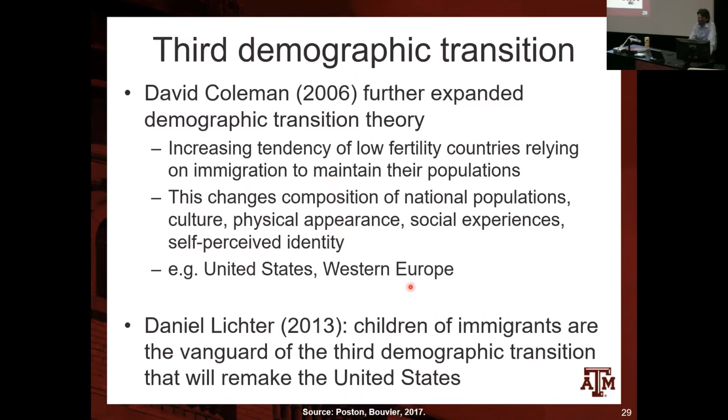And the same thing happens in Western European countries with the increase of all these nationalist, new fascist groups, right?